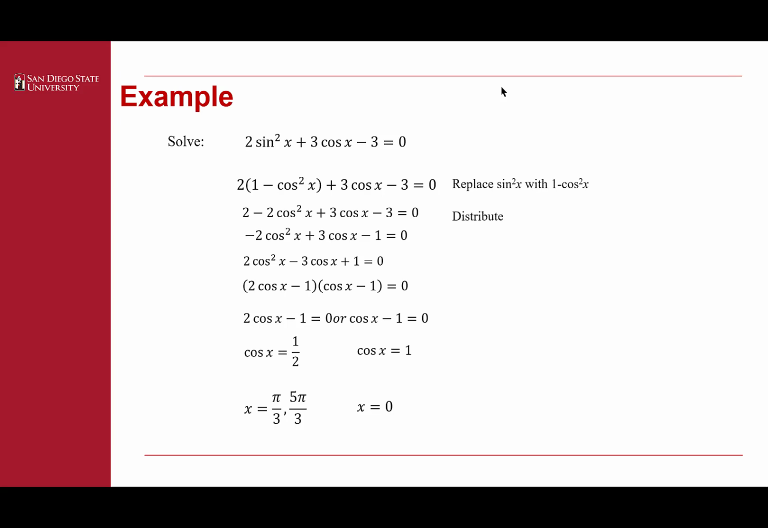Let's repeat the steps. We replace sinus square x with 1 minus cosinus square x just for the sake of having one kind of trigonometric function. Then we distribute 2 inside, which is a trivial part. We combined the terms and multiplied both sides of the equation with minus 1 to adjust the sign of the equation, and we factor. Then we set each factor of the equation equal to 0 to find out the solutions.